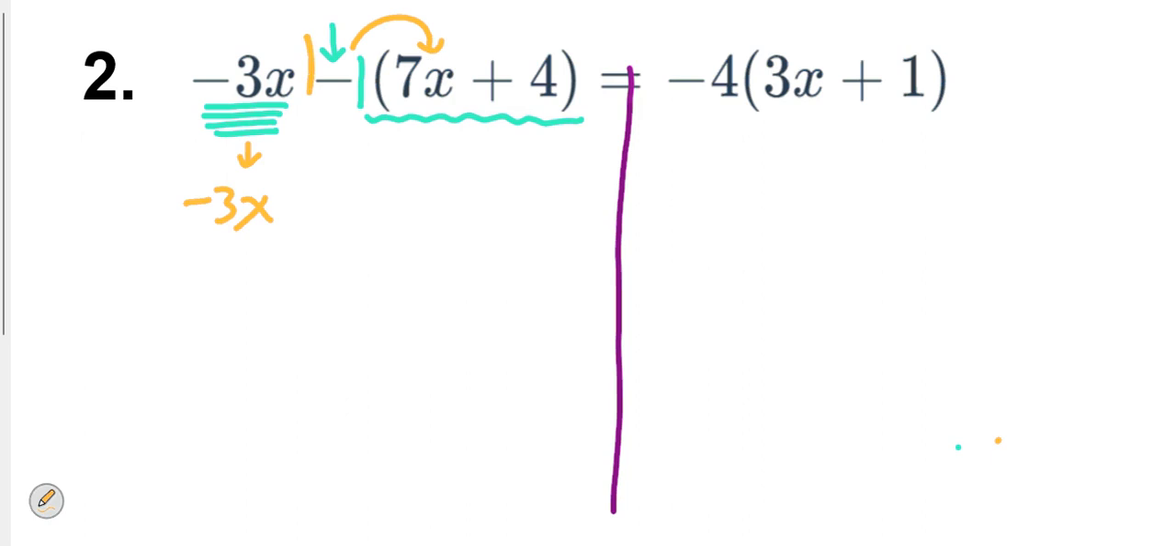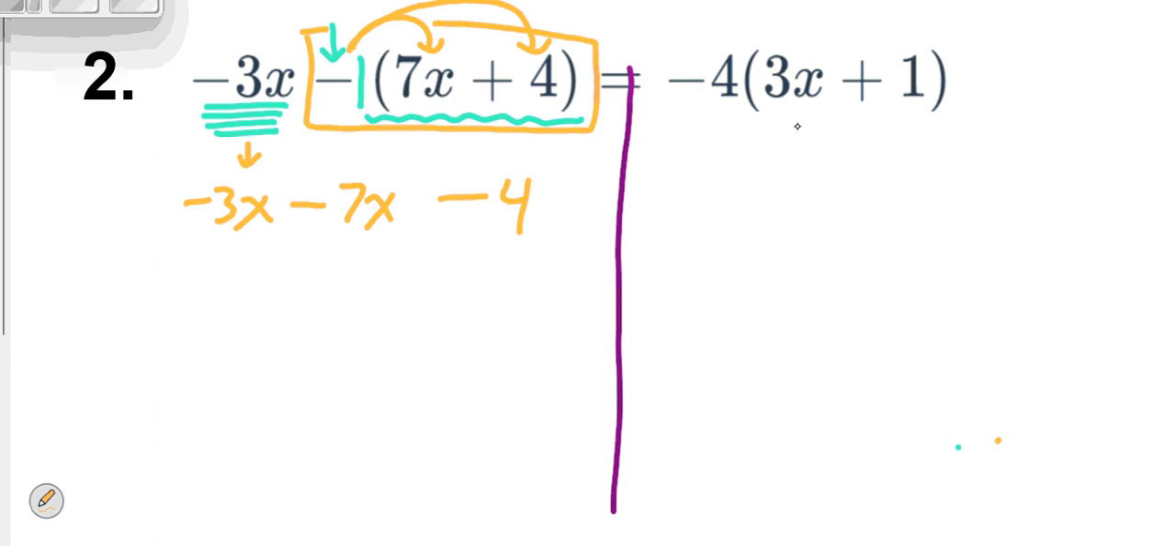So it's like this is our little distribution problem, or distributive problem, whichever way, and we're just ignoring everything else. We're just focusing on that. So negative 1 times 7x is negative 7x. Negative 1 times 4 is negative 4. Okay, good, because our parentheses are gone, right? Let me see, we're good.